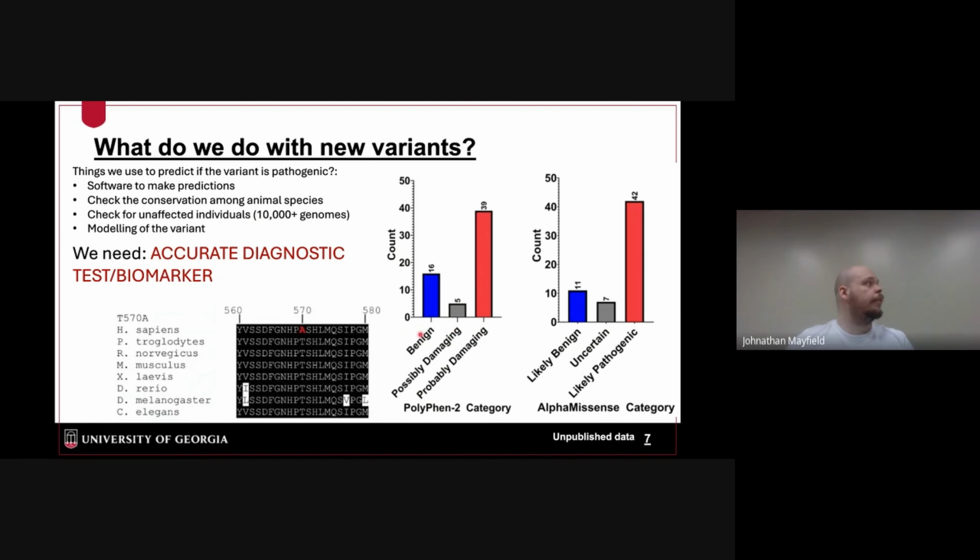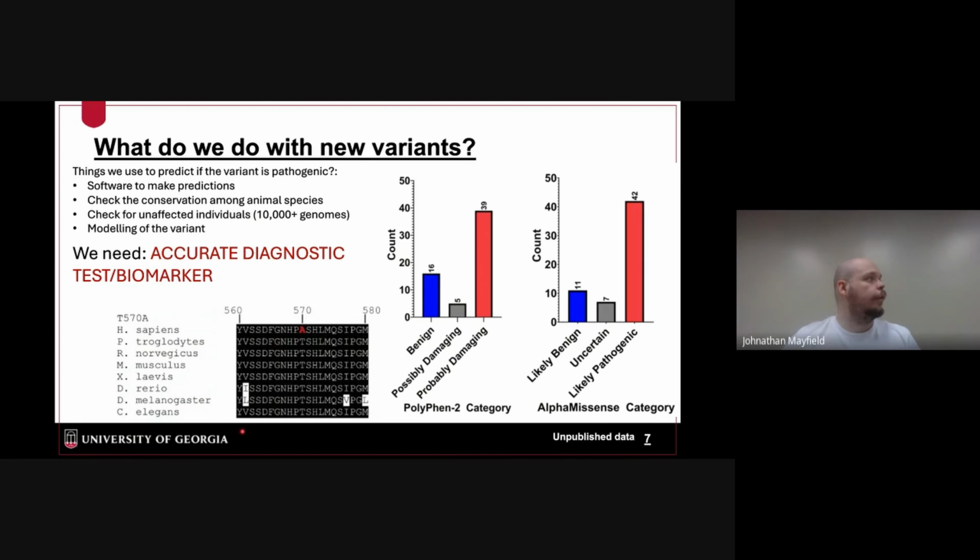We can also check the conservation among animal species. To orient you to this, the letters here represent the different amino acids that make up this part of OGT. I've got humans here. We've got chimpanzees, rat, mice, fish, flies, and worms, right? So a wide variety of animals.